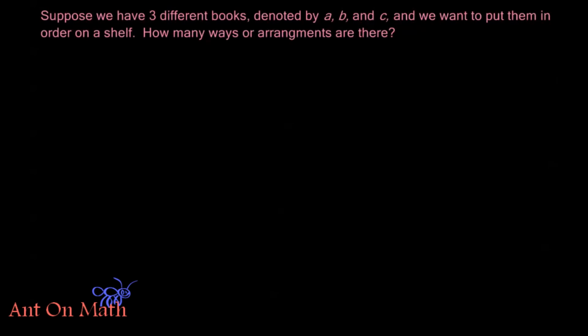So suppose we have three different books denoted by A, B, and C, and we want to put them in order on a shelf. Now how many ways or arrangements are there? When we talk about an arrangement, a different order is going to be a different arrangement. So for example, the arrangements of books ABC and BAC and ACB are all different arrangements of books, right? I'm taking my three books and putting them on the shelf in different orders. So these are thought of as different arrangements. So we want to know how many arrangements there are.